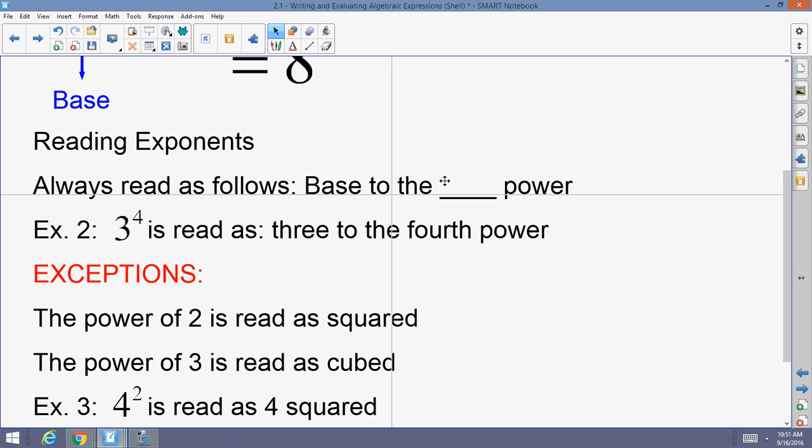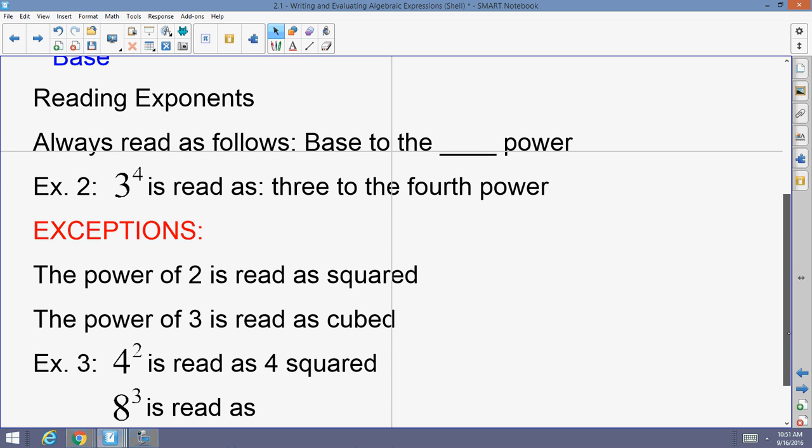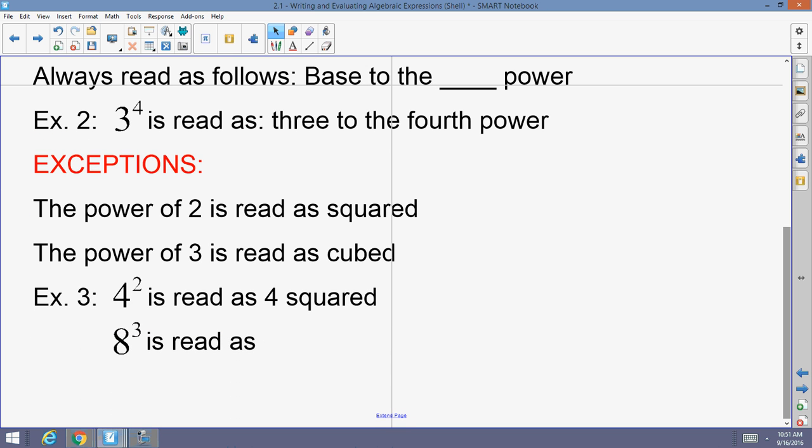Does that make sense, gentlemen? 8 to the 3rd power should really be read as 8 cubed. Okay? Now we're going to get much deeper into exponents as the year continues, but this is just the beginning. You with me so far, gentlemen?